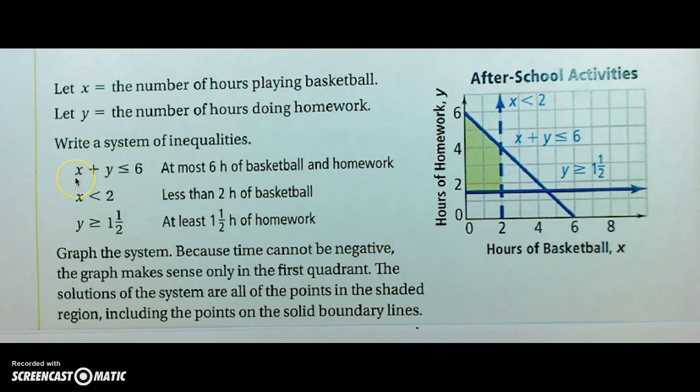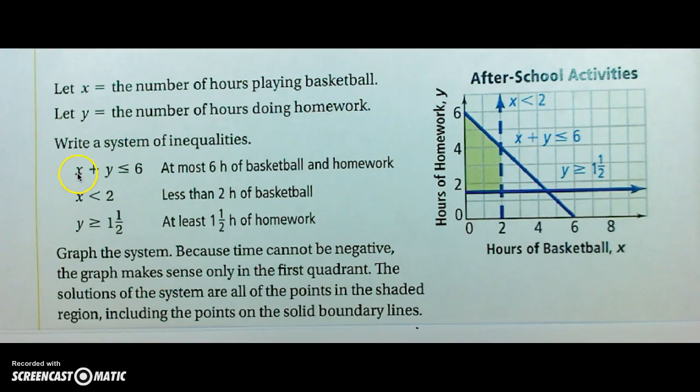So if we add our hours of basketball and our hours of homework, we're going to get at most 6 hours total. And then for basketball, we don't want to do more than 2 hours. So x can be anything less than 2 hours. And then for homework, we have to do at least 1.5 hours of homework. So y is going to be greater than the 1.5. So we graph each of these lines.